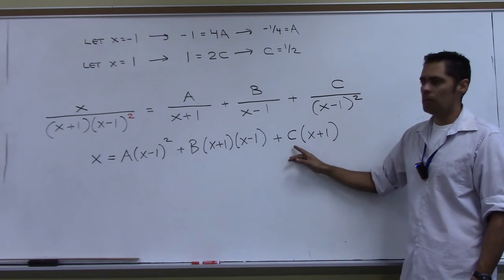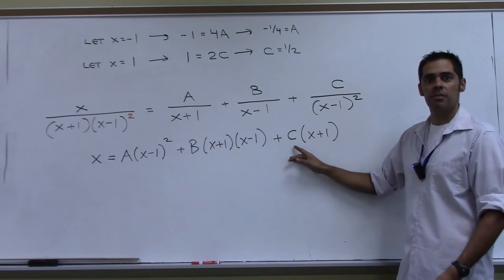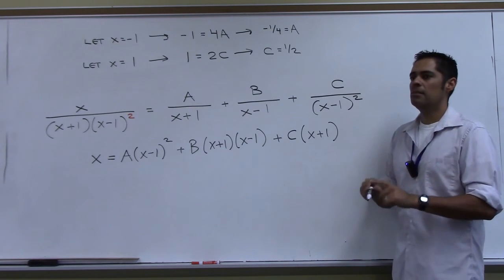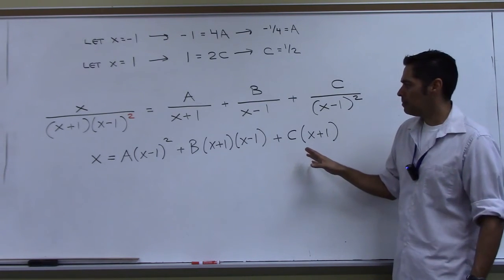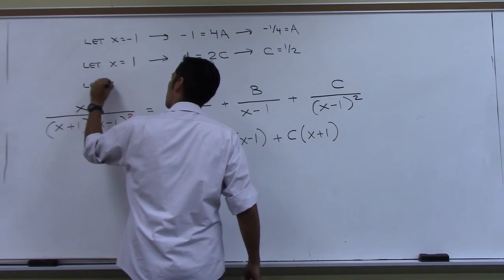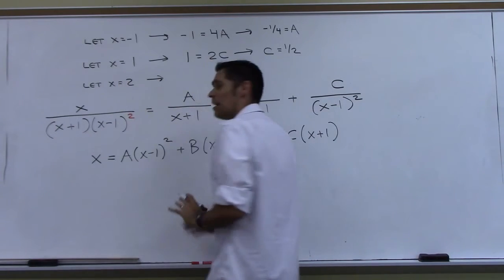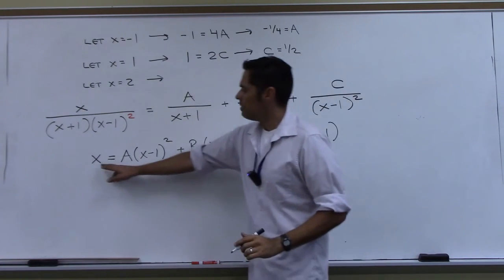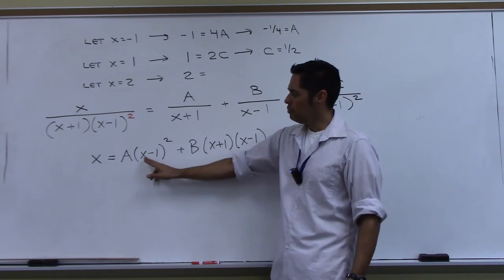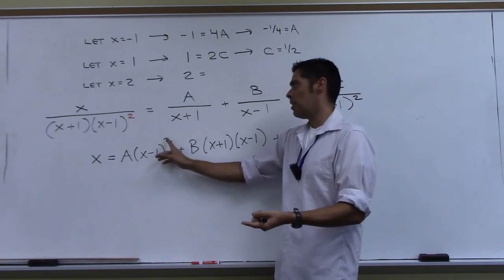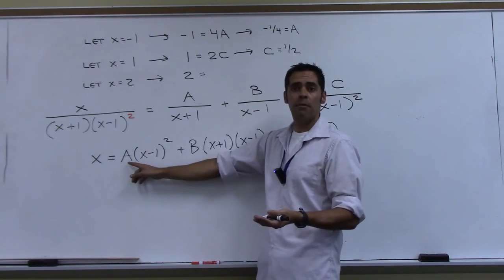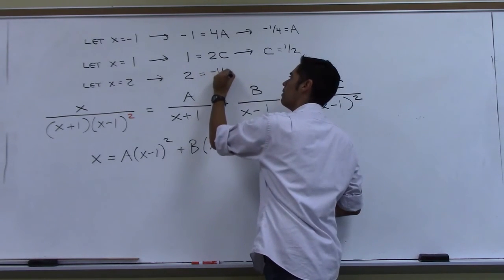Plug in a number for x. So let's try and pick an x value that's not that bad right now. How about something like 2? You want to try 2? Let x be 2. Now I know it's not going to kill anything off, but the left side of this is what? 2. And then right here, 2 minus 1 is 1. 1 squared is 1. But then times a, what's a? -1/4. So this will be -1/4.